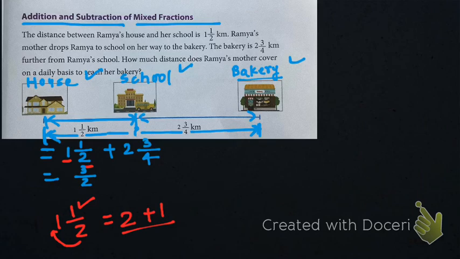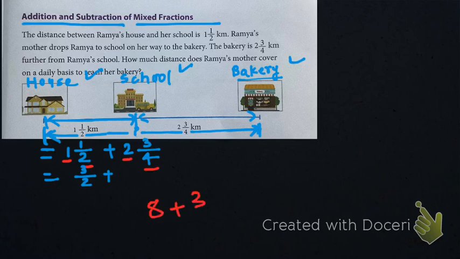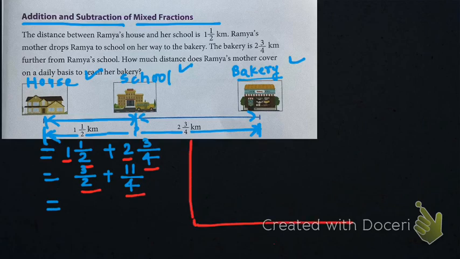Okay students, now similarly you will do here. You will multiply this 4 into 2, so 4 into 2 will become 8, plus 3 upon 4, so it will become 11 upon 4. So I have written here 11 upon 4. Now you can see that in the denominators both the fractions are different. Here in the denominator there is 2, and here in the denominator you have 4.